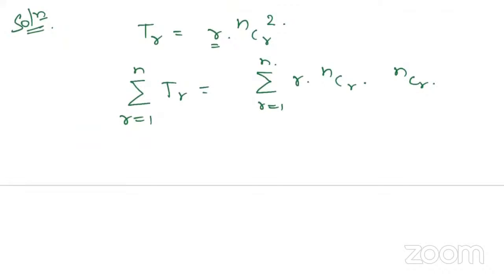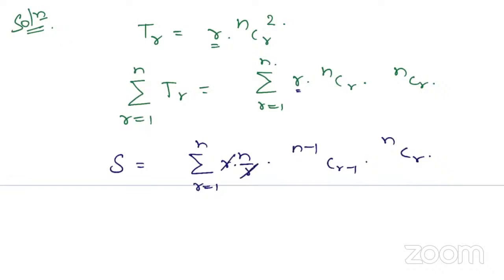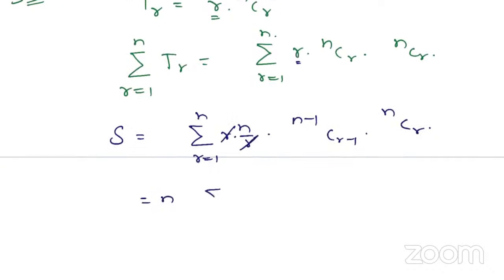Now, this is the summation, known as S. Now, this nCr into r is n upon r into r into (n minus 1)C(r minus 1) into nCr. The r's cancel out. n will be common out from this.